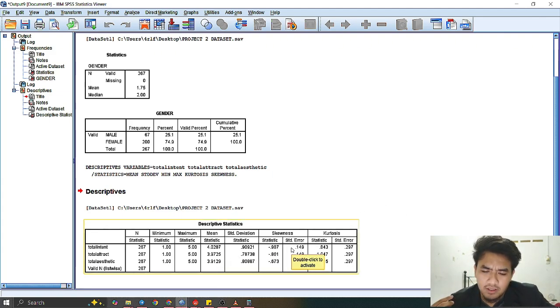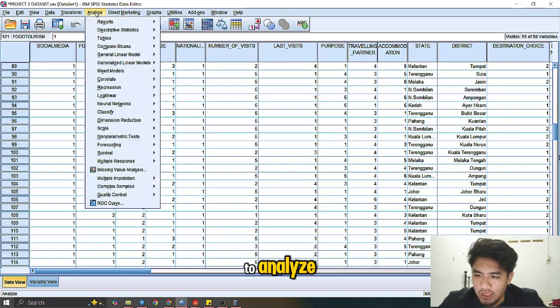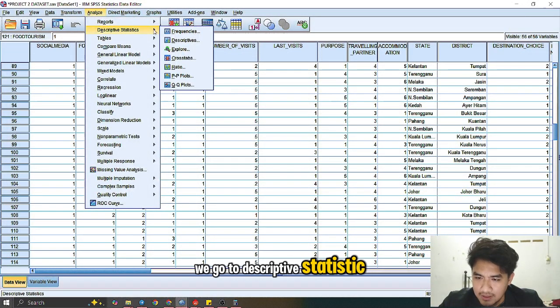If the total calculation goes above 2, it will not be accepted by the system. So next we go to Analyze, then Descriptive Statistics, and then we go to Explore.